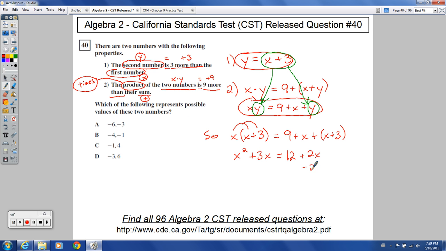From here, I can subtract 2x from both sides. That's gone, that's gone. I can also subtract 12 from both sides.